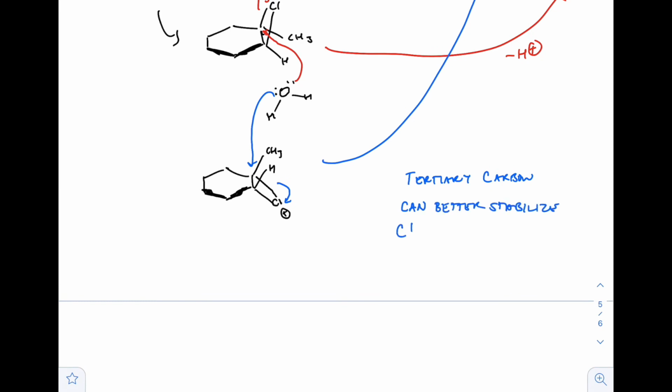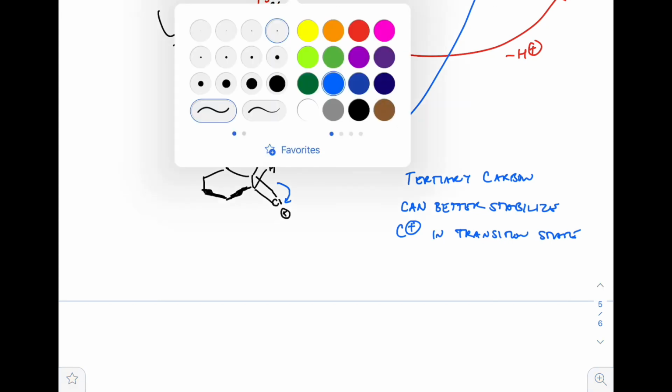And of course, the tertiary carbon can better stabilize the carbocation in the transition state. It's not a full straight up carbocation; it's delta positive, but you get the idea, right? Same as the epoxide reaction when we were adding acid and water, for example.